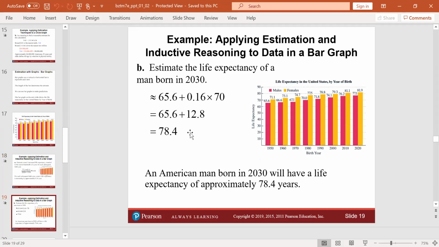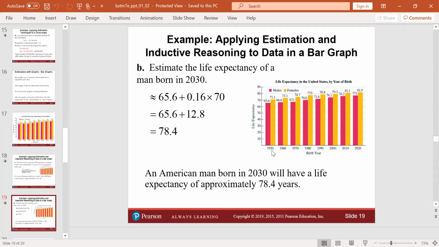So just kind of interesting stuff. You can also estimate the life expectancy of a man born in 2030. The last part said that every year you put off, quote unquote, being born, you have 0.16 more years added onto your life on average.